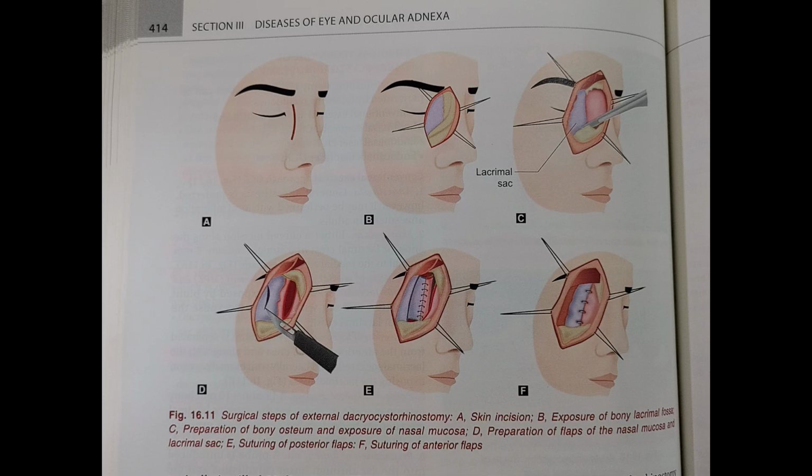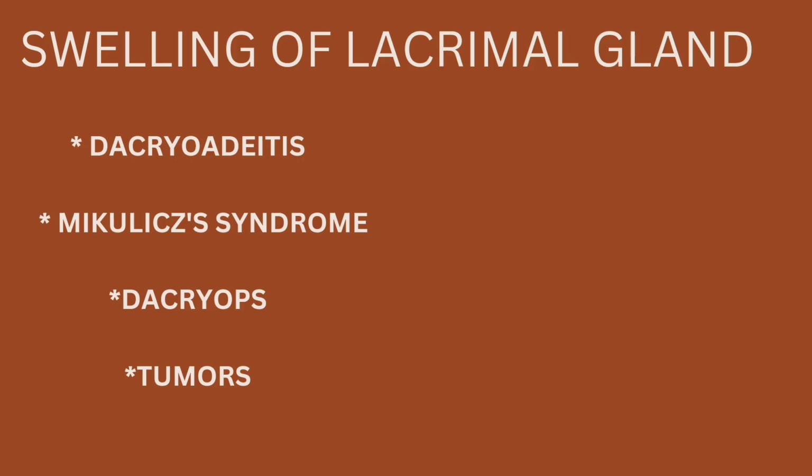This is the picture showing the surgical steps of external dacryocystorhinostomy operation. Now let us discuss the last topic, that is swelling of the lacrimal gland. First is dacryoadenitis. Now it means inflammation of the lacrimal gland. Now dacryoadenitis, they are of two types, acute and chronic. Let us discuss the acute first.